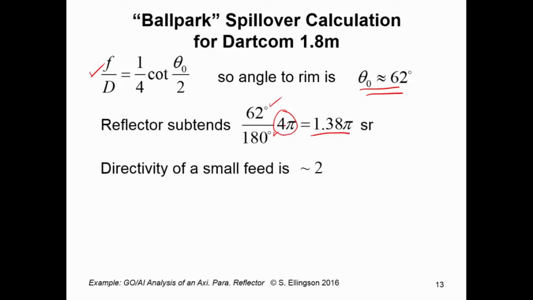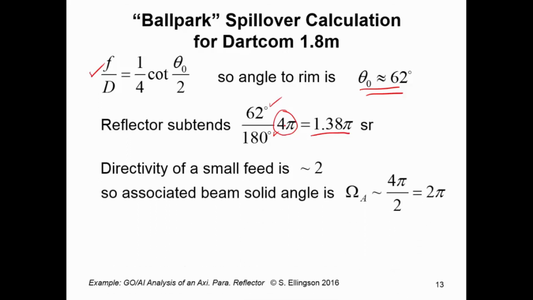Now, the directivity of a small feed, now we don't know exactly what's going to be in practice, but let's just start off with a typical value of 2. In this case, the associated beam solid angle, which is always given by 4 pi over the directivity, would be 2 pi.